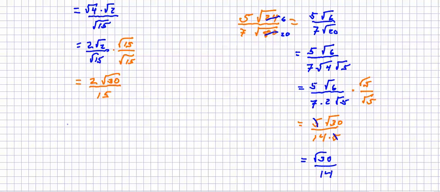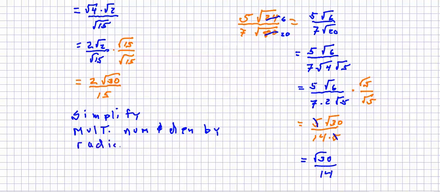All right, simplify as much as possible. Multiply numerator and denominator by the radical in the denominator. So simplify, multiply numerator and denominator, and then once again we simplify.